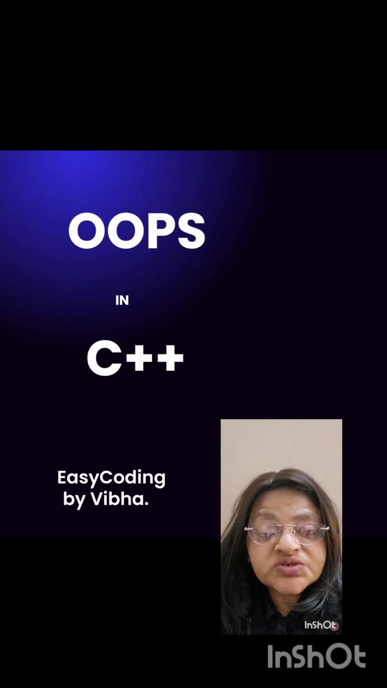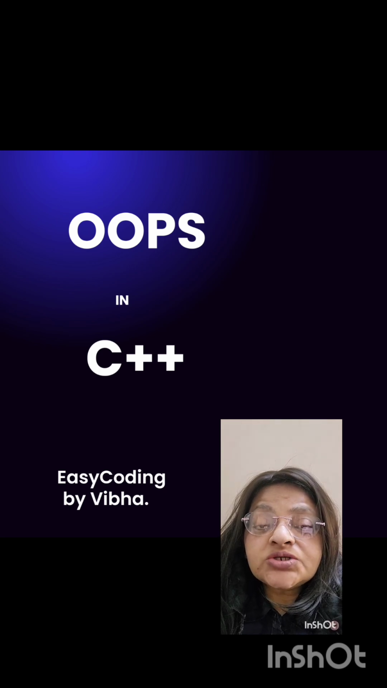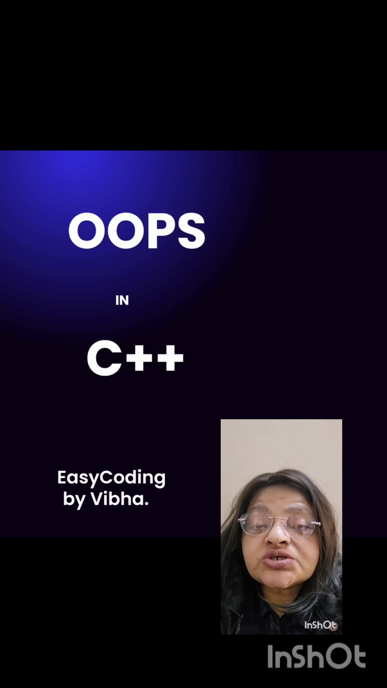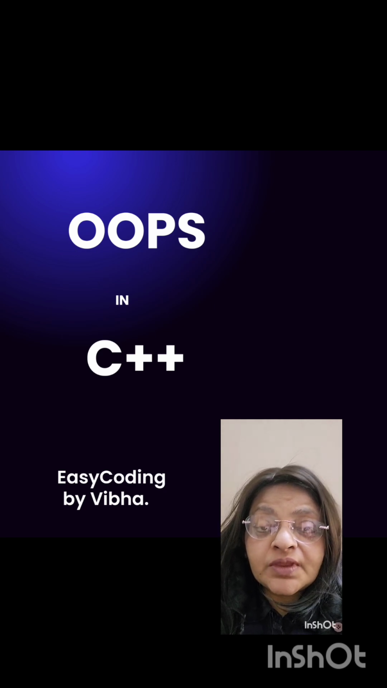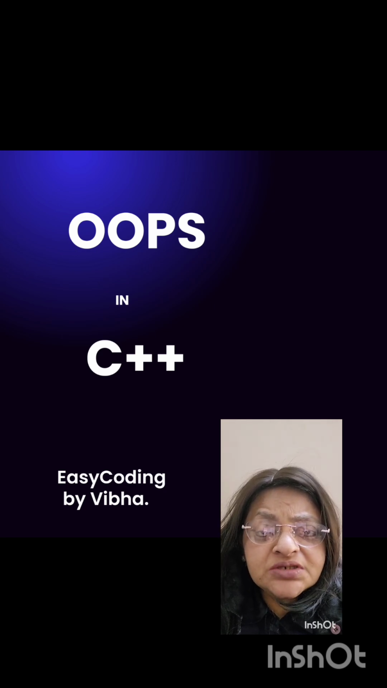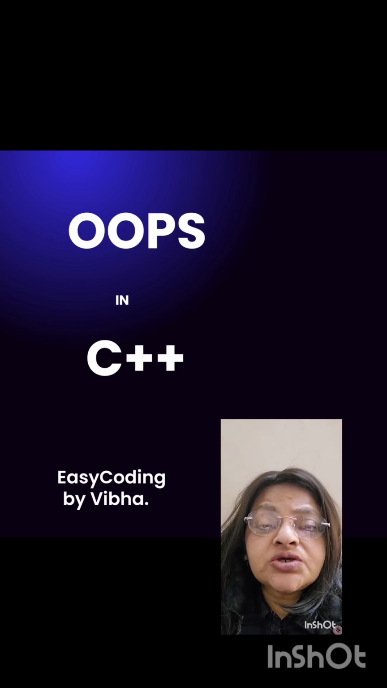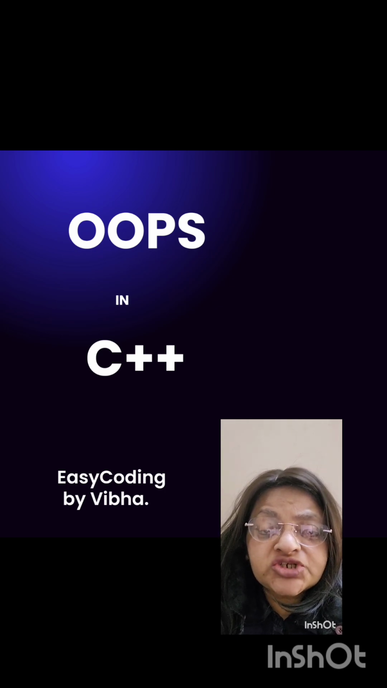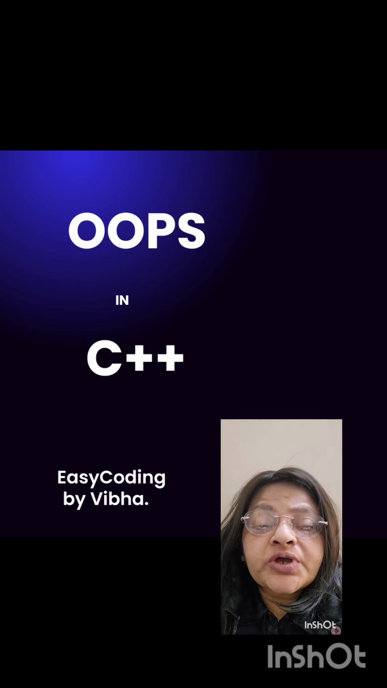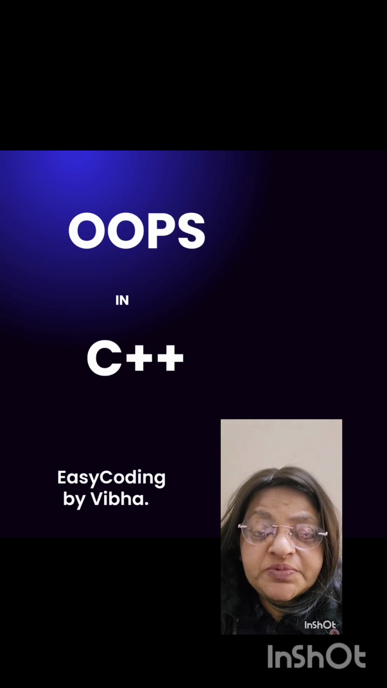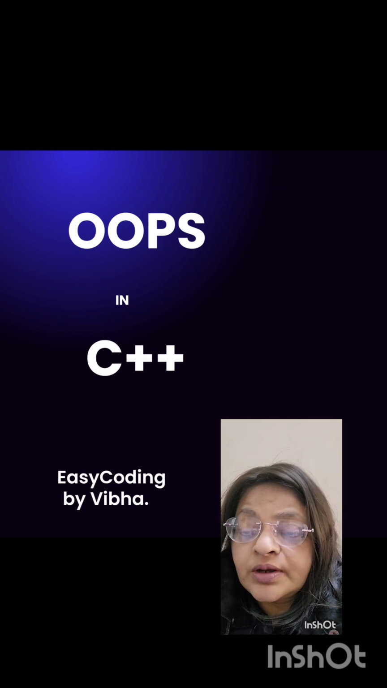C++ is one of the most popular programming languages today. It uses the OOPS concepts, OOPS meaning object oriented programming. You can write programs in C++ without the use of OOPS also, but using OOPS they come out more structured and well organized. So it's better to use the OOPS concepts while writing programs.